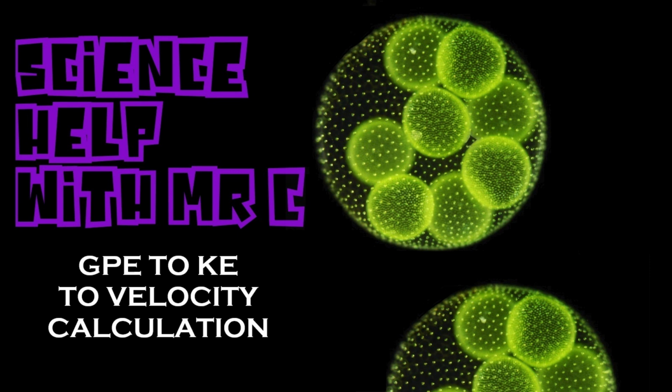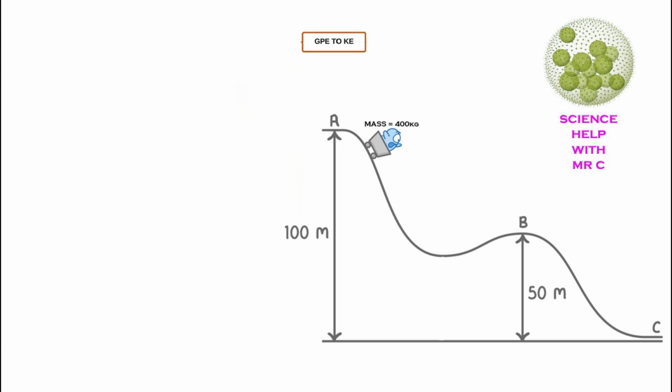This vodcast is a subunit of a much larger one about Year 8 physics. Whenever we have an object falling, it converts gravitational potential energy into kinetic energy. We're going to discuss a trolley on a roller coaster. The trolley is 400 kilograms in mass, and it's 100 meters off the ground.